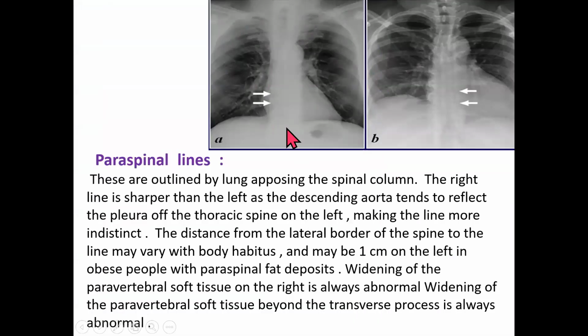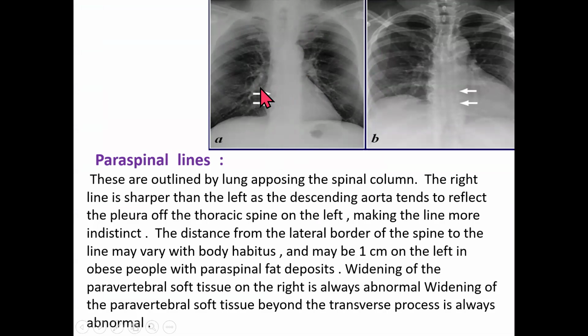The paraspinal lines are outlined by the lung opposing the vertebral column, the right sharper than the left, as the descending aorta tends to reflect the pleura of the thoracic spine on the left, making the line more indistinct. The distance from the lateral border of the spine to the line may vary with body habitus, maybe reaching 1 cm on the left in obese people with paraspinal fat deposit.